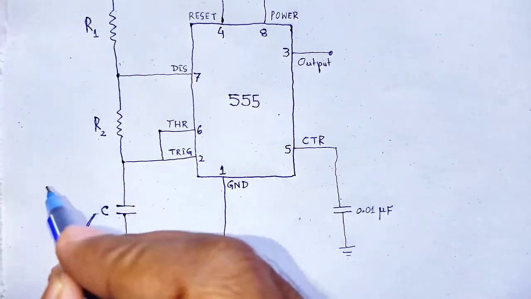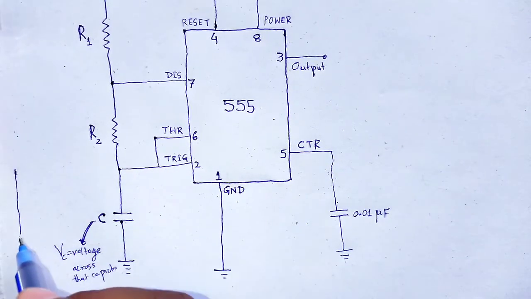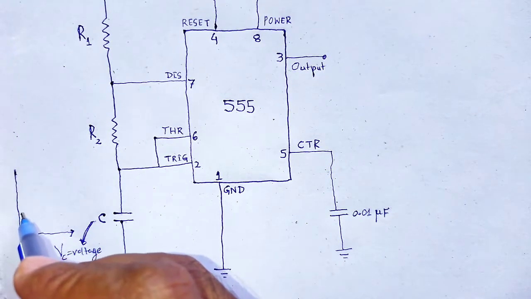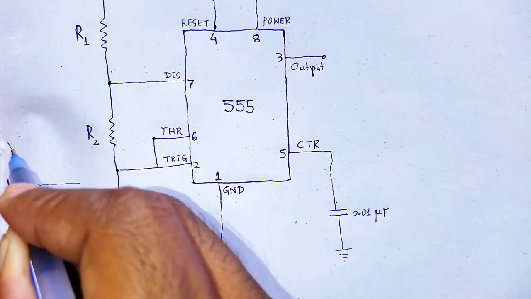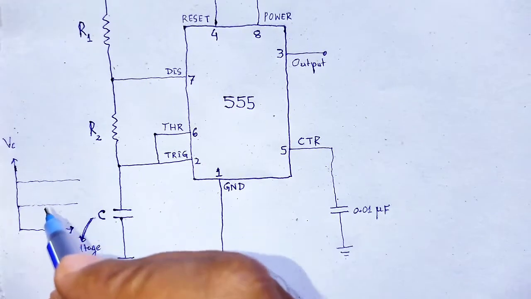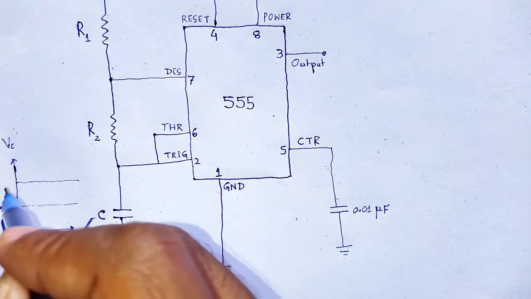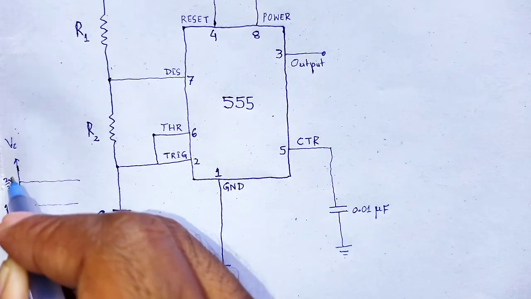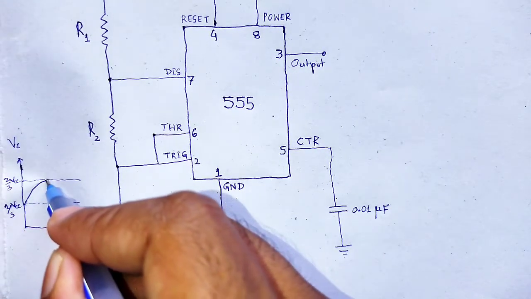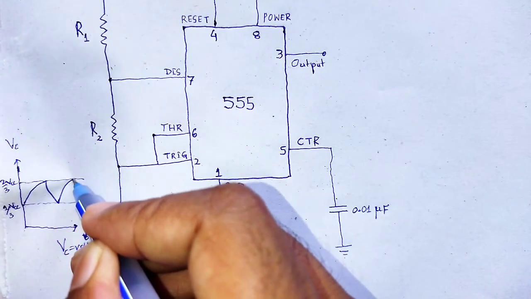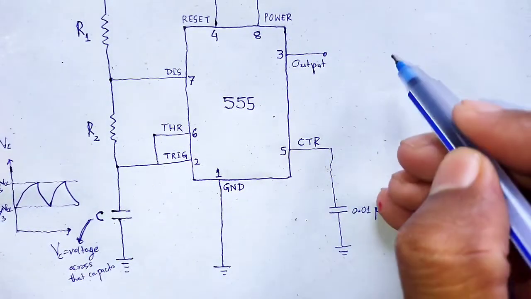Here the applied signals, you draw the applied signals. Potential of the capacitor Vc, potential range as 1/3 VCC to 2 by 3 VCC, up, down, up and down. Same thing we achieve in the output section.